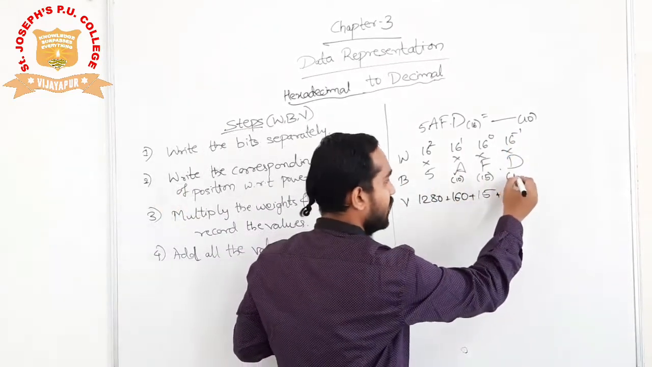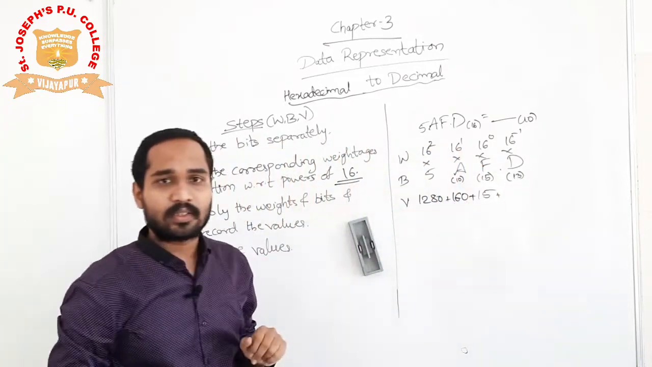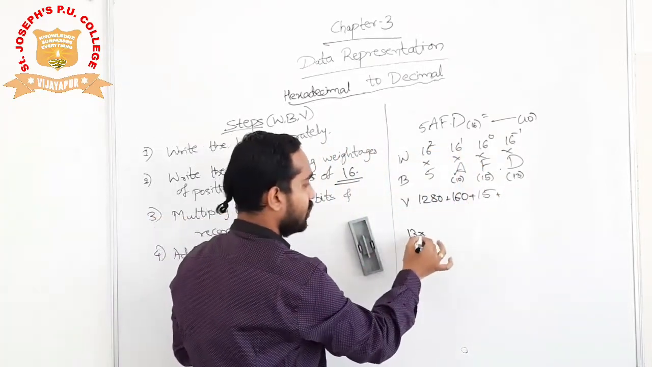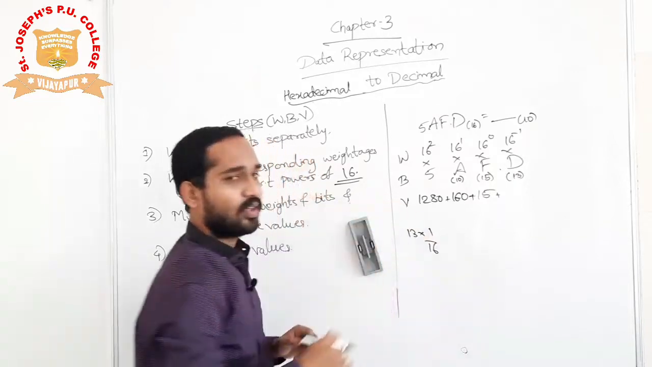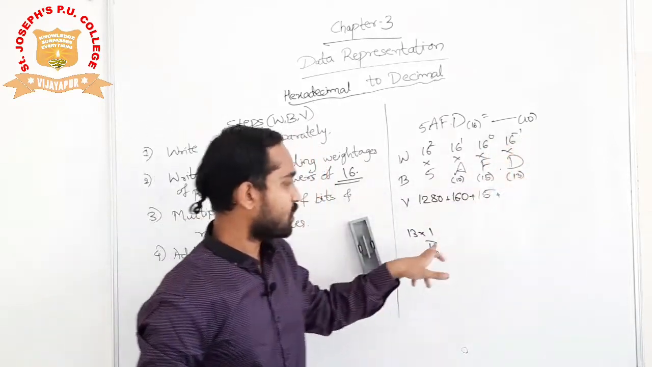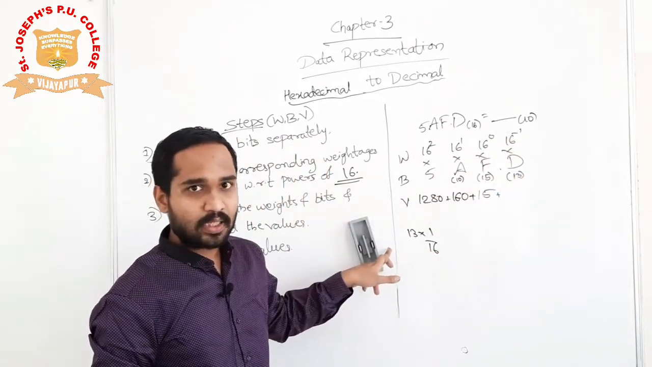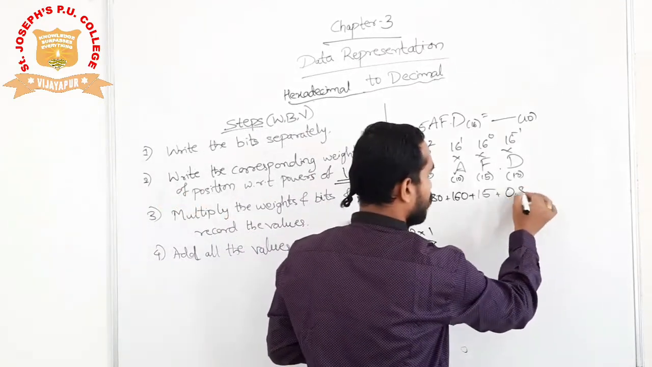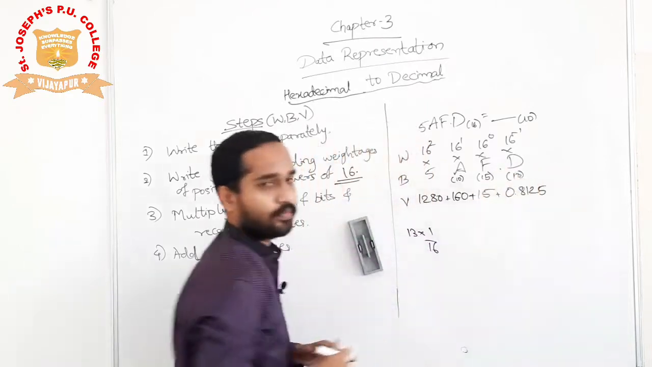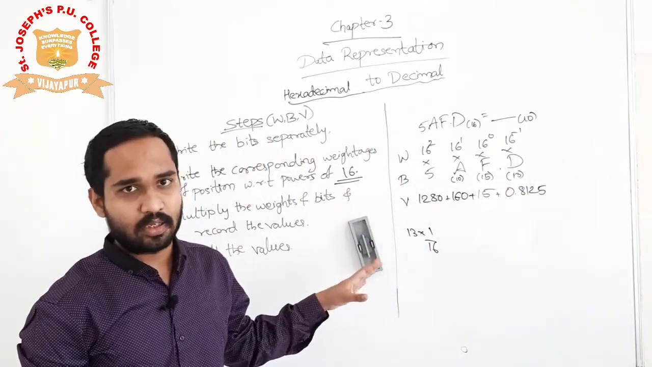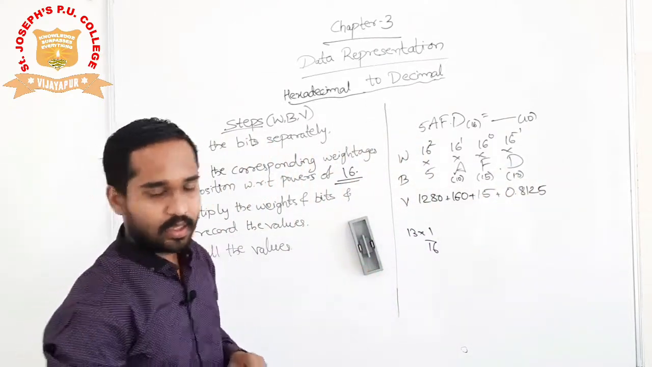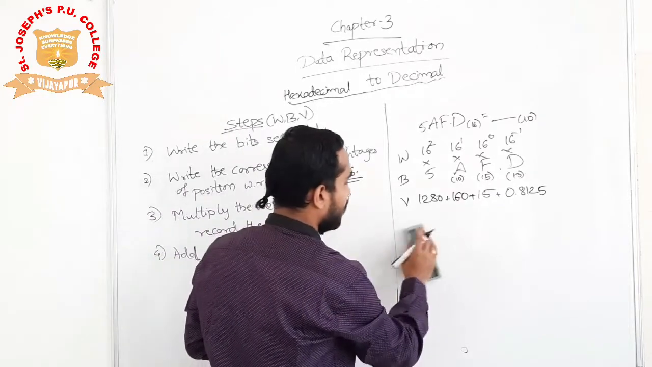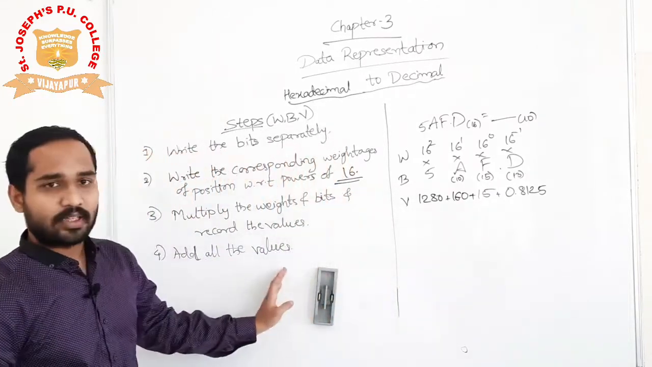The value of D is 13, correct? So 13 into 1 by 16 you have to do. 16 raised to -1 means 1 by 16 into D. D means 13, so 13 by 16, if you do, it is 0.8125. Please calculate and write the results. Okay, 0.8125. Finally, add all the values.